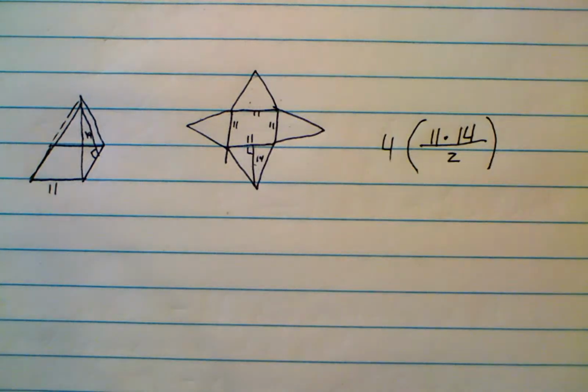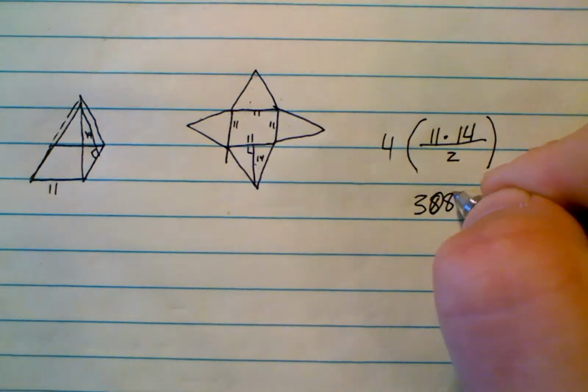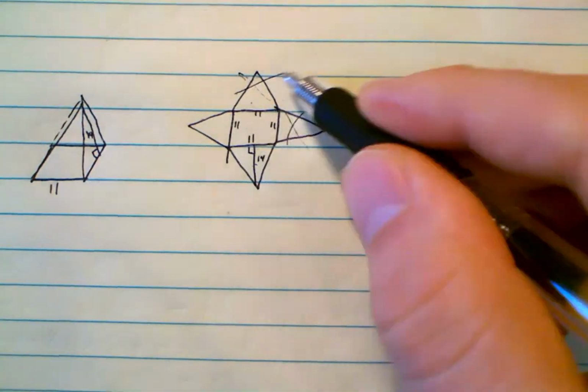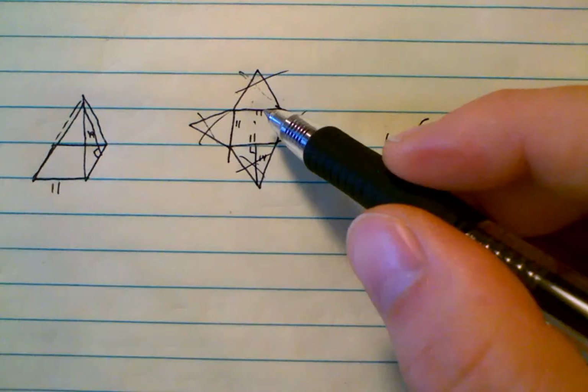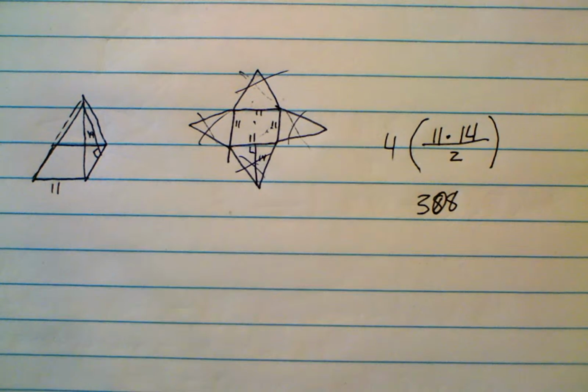So 11 times 14 divided by 2 times 4 gives us 308. Oh, 308. Okay, so 308, that gives us this, and this. Now we find the area of this rectangle. How do we find the area of a rectangle?